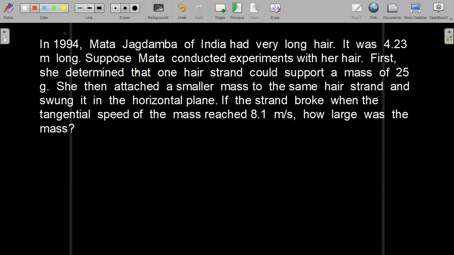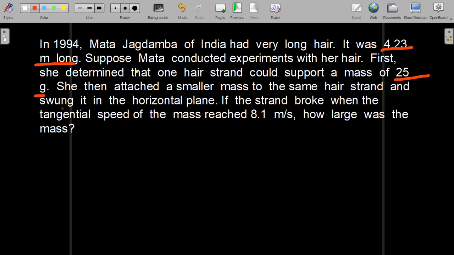Okay, so in this question we're trying to focus on the centripetal force. Let's look at the data that we've been given. We've been given 4.23 meters. Consider our head to be the central part of the circle. We're taking the assumption that the 4.23 meters is going to be our radius. What other information have we been given? We've been given the first mass, that was 25 grams.